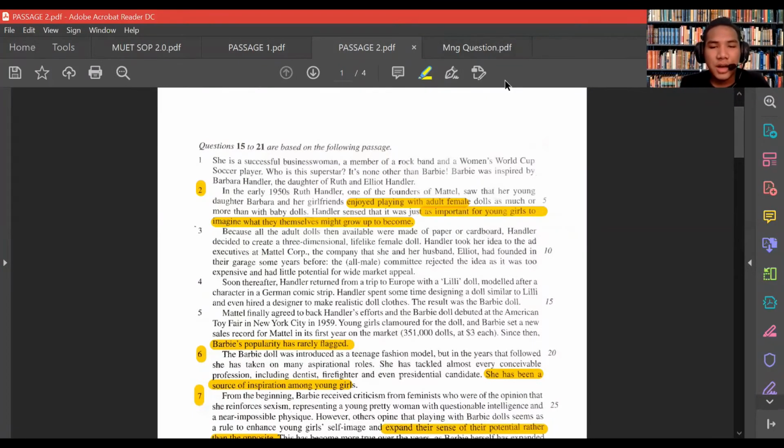Therefore, this is how you apply the SOP to answer the main idea, conclusion, or summary type of question.